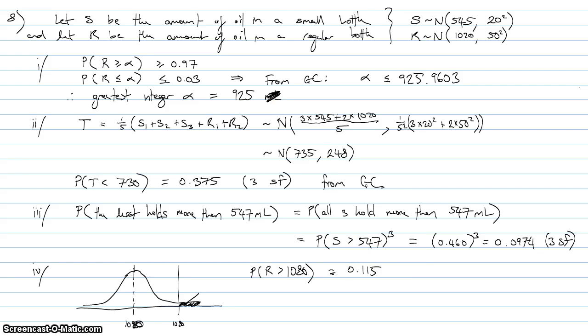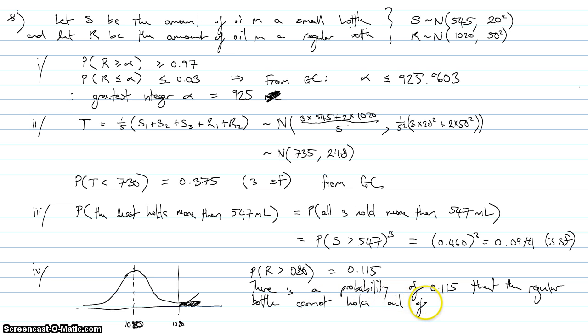So there is a probability of 0.115 that the regular bottle cannot hold all of the oil, so therefore normal distribution is not appropriate.